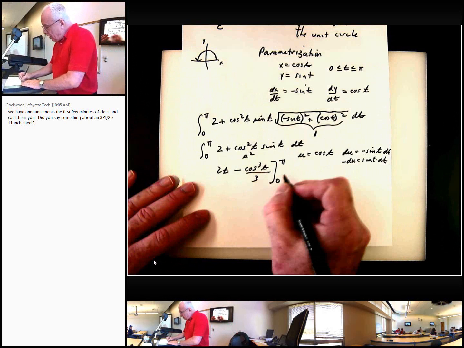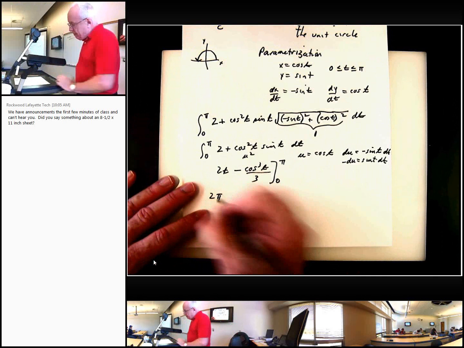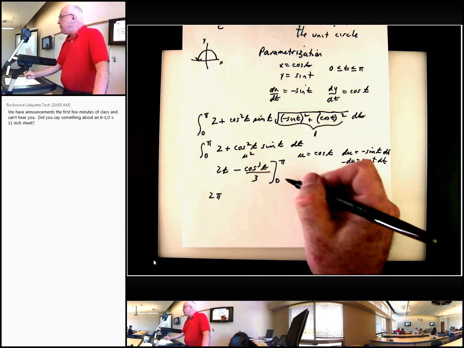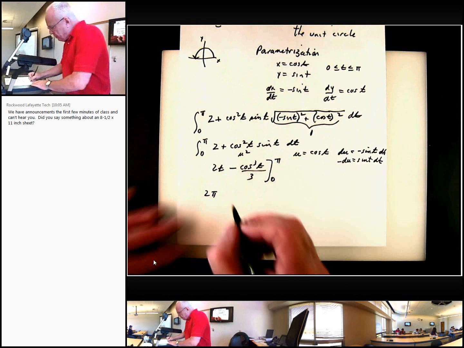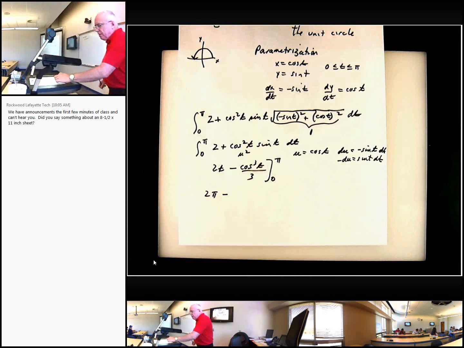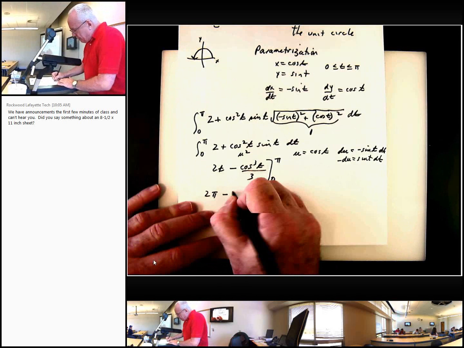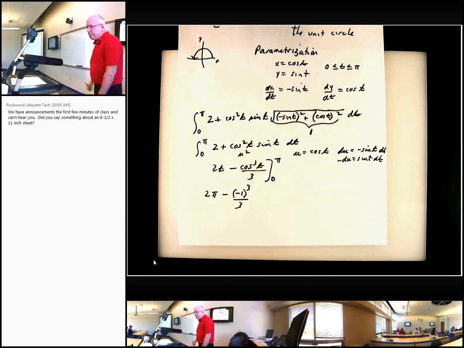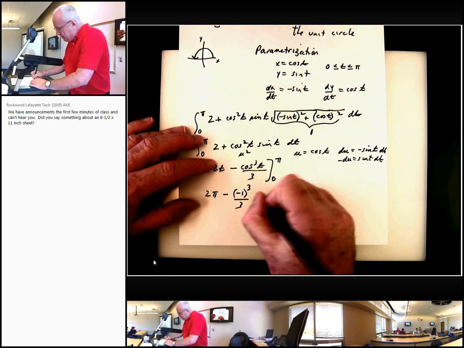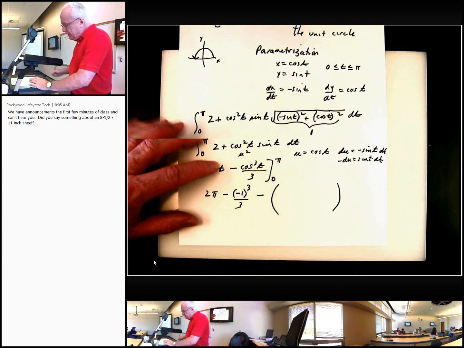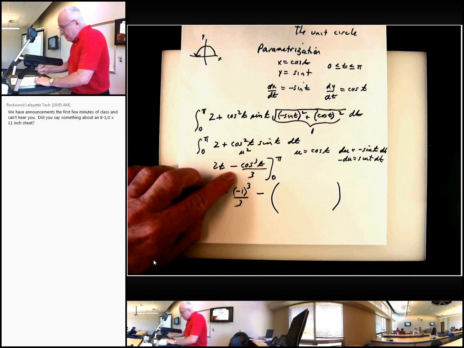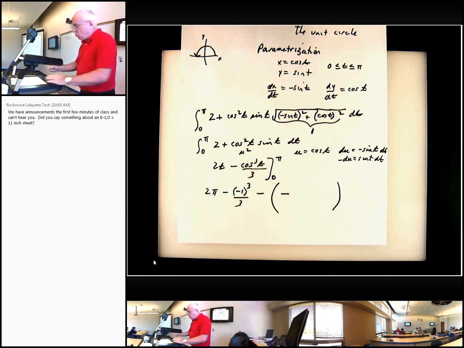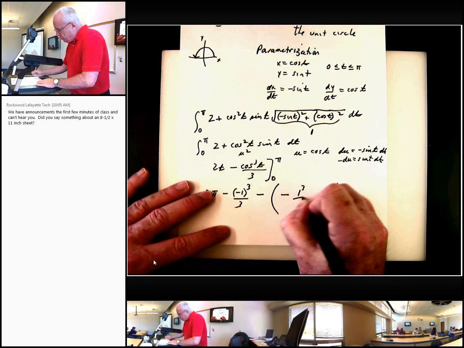So 2 pi. Now, you do have to be a little bit careful here because the cosine of pi is equal to -1. So let's just do a couple of steps here. We have a minus sign. Cosine of pi is -1. We're cubing it, and we're putting it over 3, all right? And then let's do the lower part. Well, 2t is just going to be 0. Then again, we have a minus here. Now, cosine of 0 is just a 1, so we have 1 cubed over 3.